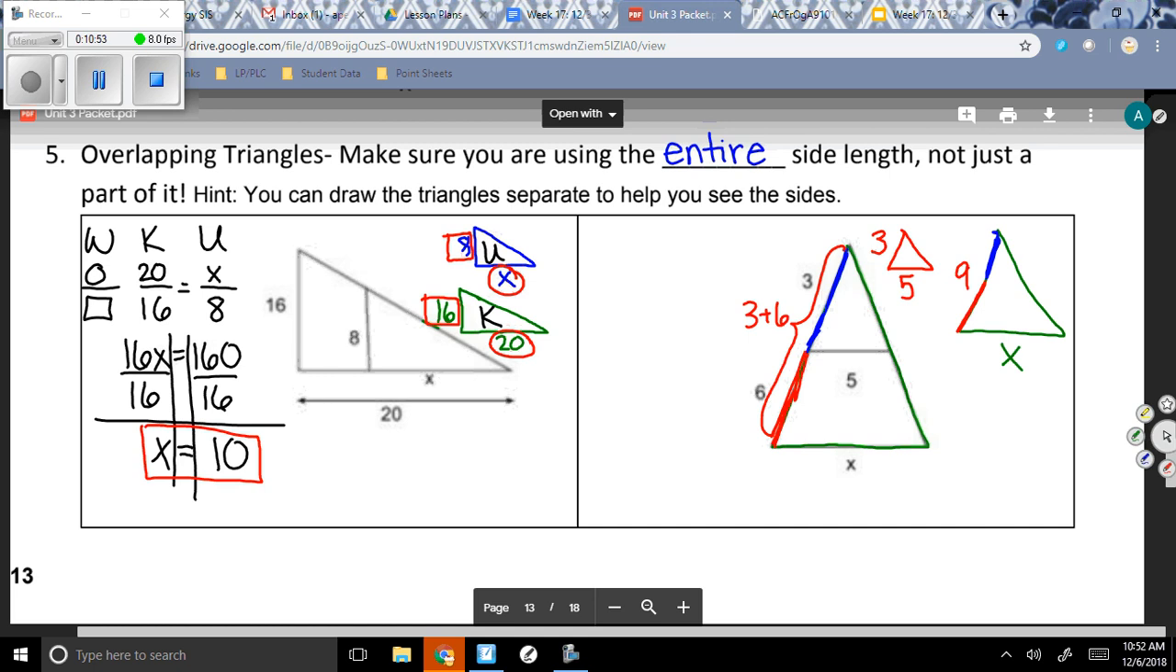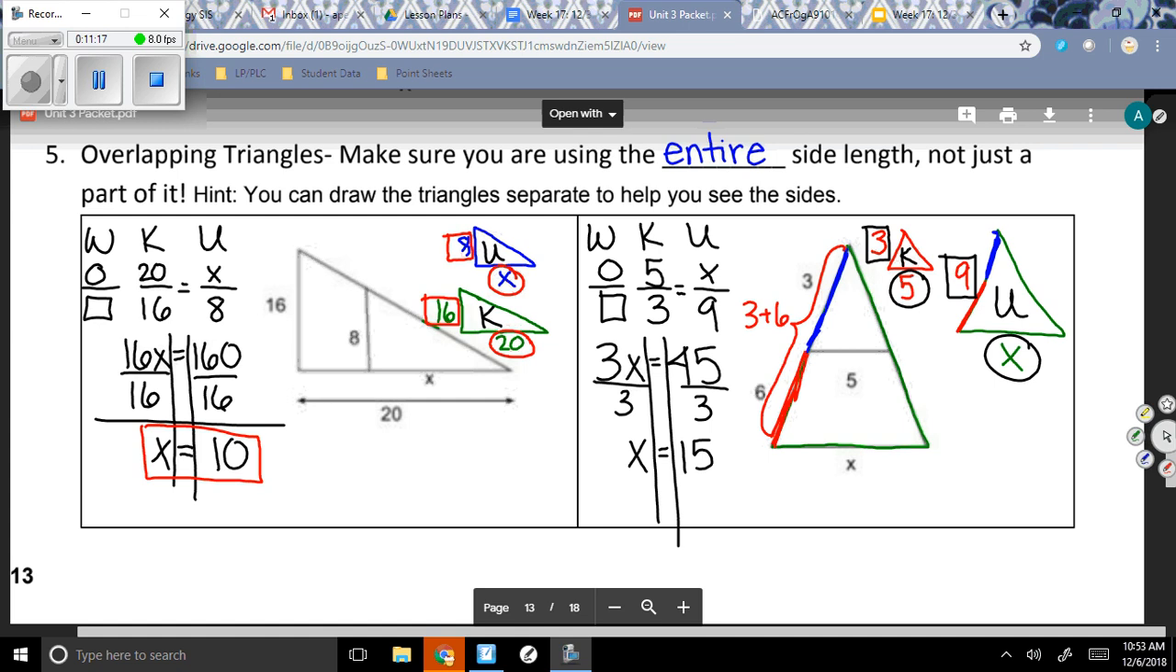Now I just go ahead and set up my WKU. We'll get that set up, and then we're going to let you pause the video and solve it. Again, remember, you can circle your x and circle the corresponding side, and then put a square around the other measurement and its corresponding side. And then go ahead, set up your WKU. Okay, check your answer. X should be 15, and now we're going to move on to the back.